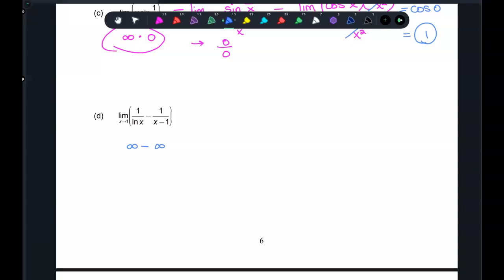Okay, this one is infinity minus infinity. Making it first would be like divided by negative reciprocal. Well, let's find a common denominator. Let's find a common denominator, because then we'll have it all as one fraction. You know what I mean?